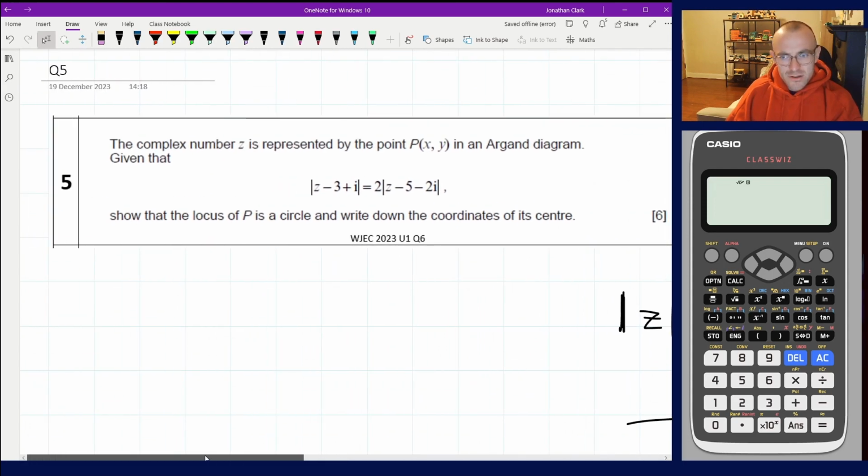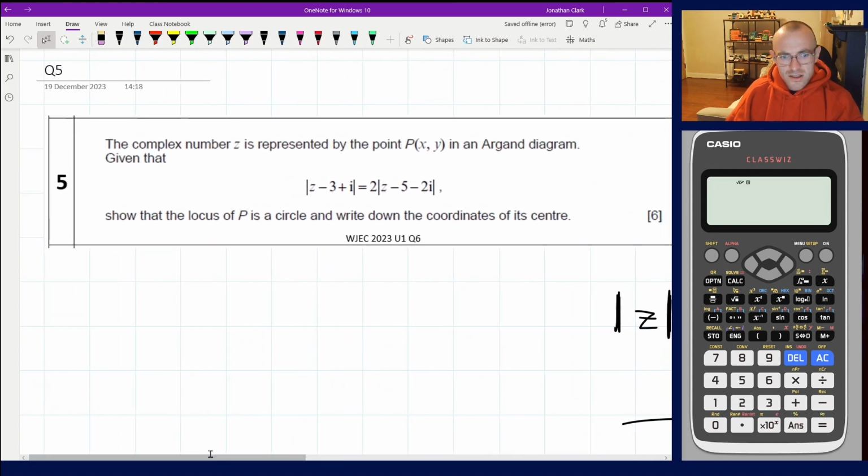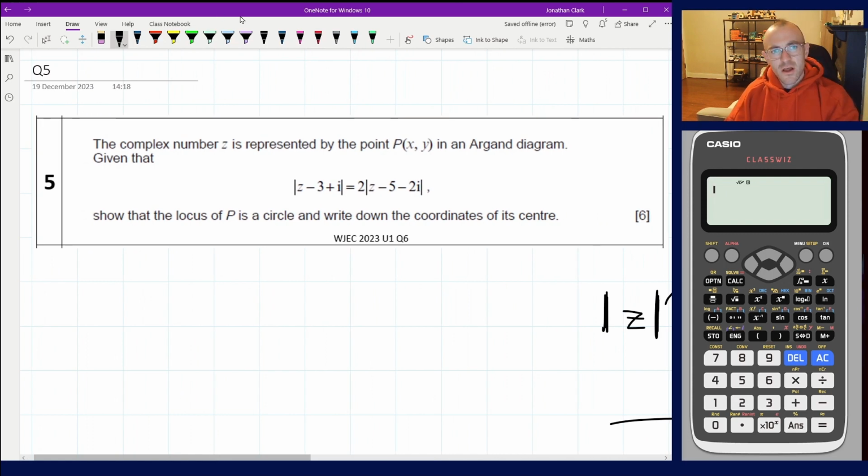With that in mind, let's try and make sense of this question. We've got a complex number z. It's represented by a point on the Argand diagram, and then they give us this equation with some serious modulus stuff going on. So it satisfies this equation. Show that the locus of P is a circle, and write down the coordinates of the center of the circle.